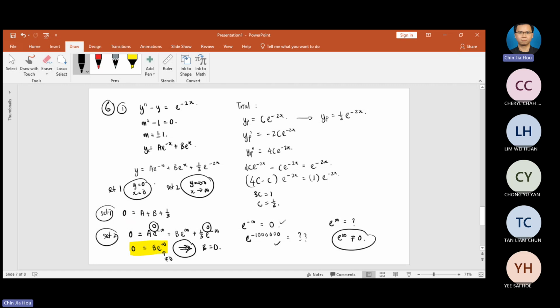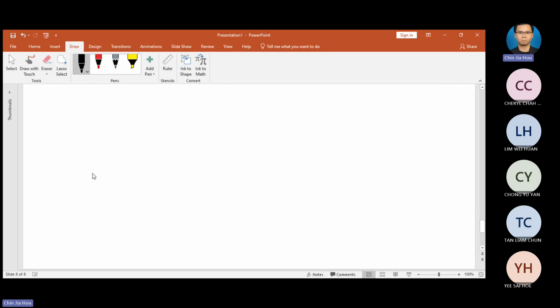Last question. Using the substitution u equals dy/dx, solve the differential equation, with the initial conditions given as below. When the question says use something to solve something, you use that, whether you like it or not. So it says u equals dy/dx, you have to use that.